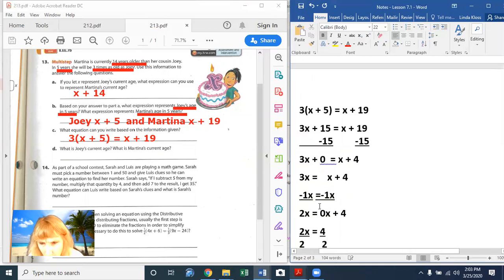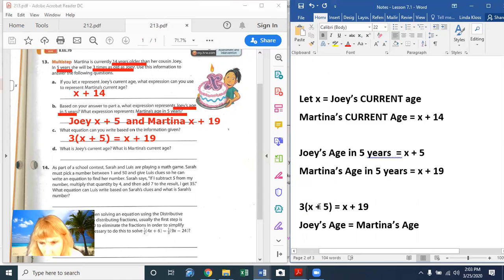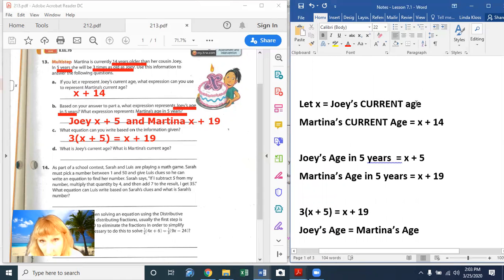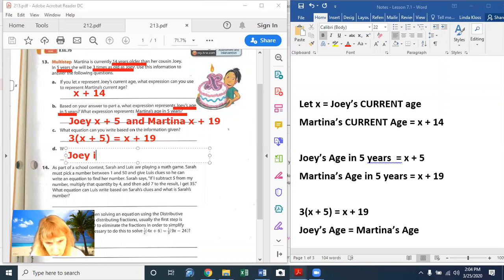So if we go way back to the top, let x equal Joey's current age. X equals 2. So what is Joey's current age? Joey is 2 years old. And now we want to know what Martina's age is. Well, she is 14 years older. And if Joey is 2, she's going to be 2 plus 14, or Martina will be 16 years old.